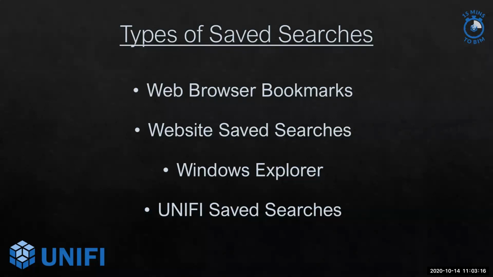Now, Windows Explorer is nice because it gives you a couple of ways to return to content quickly, and we'll actually discuss some of those today. And of course, Unifi has a great Save Search feature that allows us to return to content quickly, and we'll discuss that moving forward.